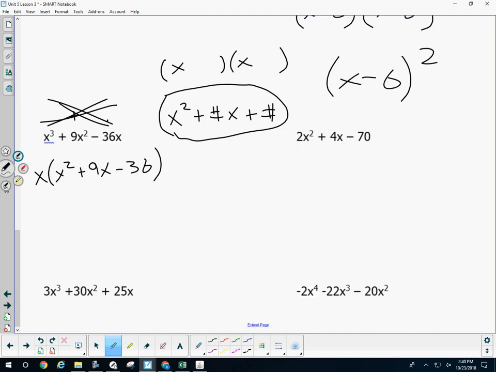Okay. Now, this looks like this. Play the number game. What two numbers add to get 9 and multiply to get negative 36? I'm thinking 9 and 4. No, it doesn't work. 12 and 3. Oh, there we go. One of them's got to be positive, one's got to be negative. Looks like positive 12, negative 3. There we go. We are fully factored. I can pull 2 out.